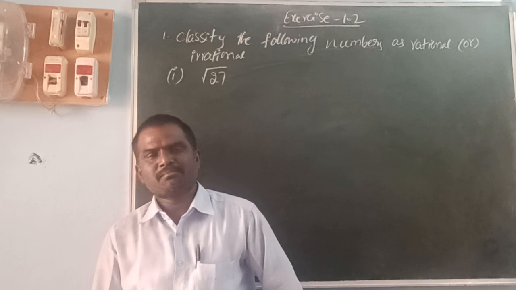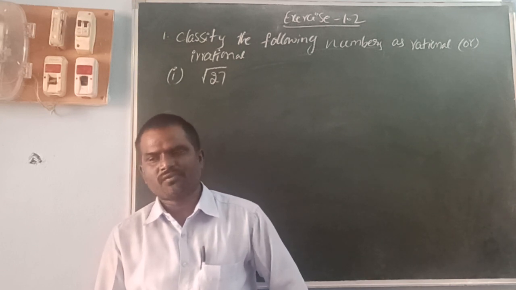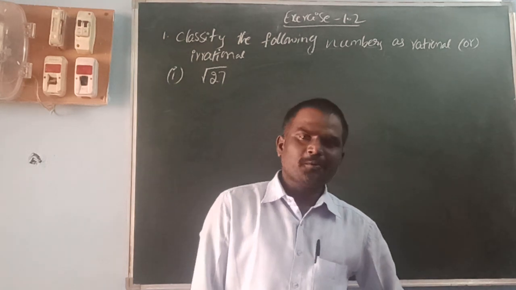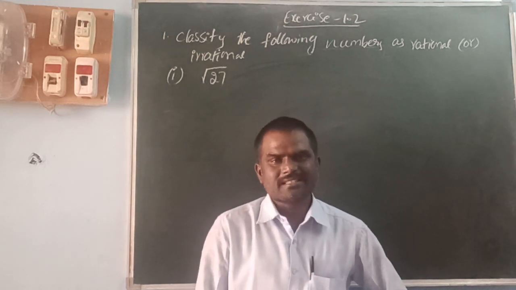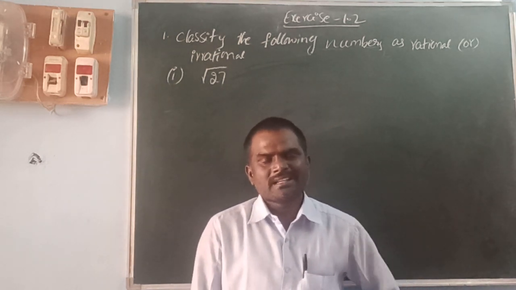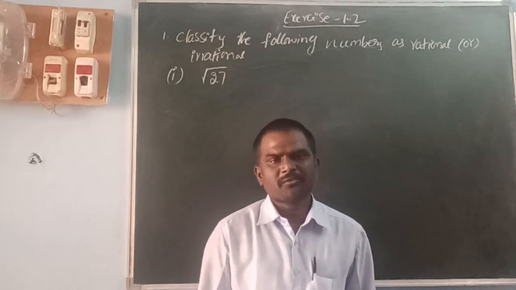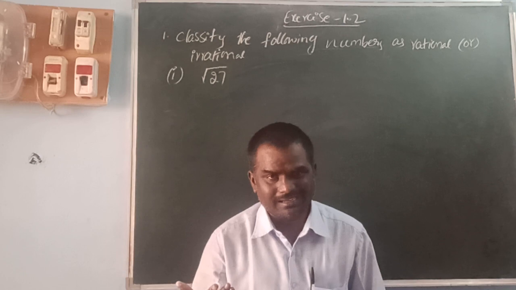Okay, rational means what? A number which is in the form of p by q, where q is not equal to 0, and p and q are integers, is called a rational number. An irrational number means the number cannot be written in the form of p by q. Those numbers are called irrational numbers.